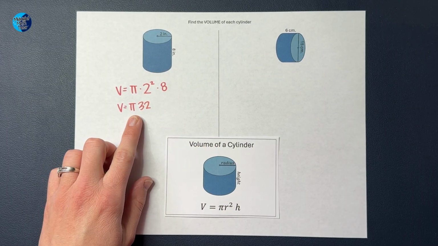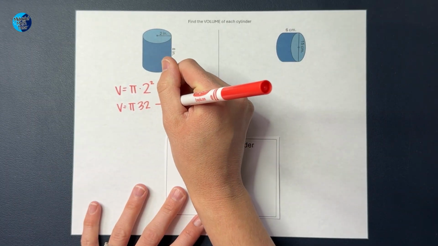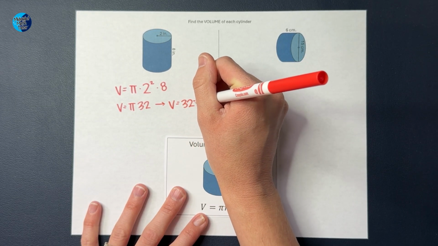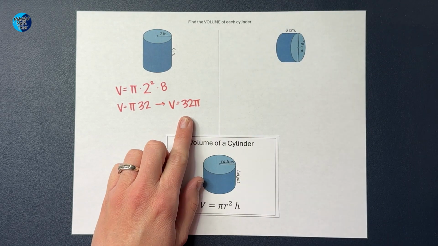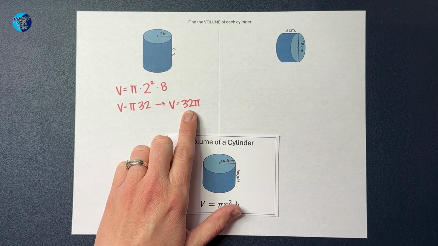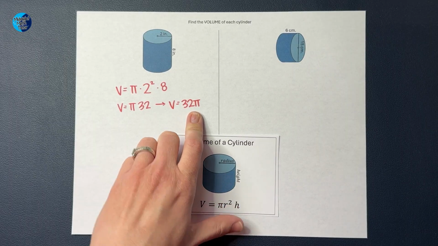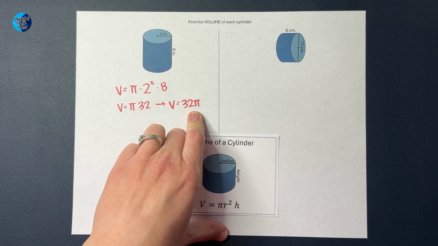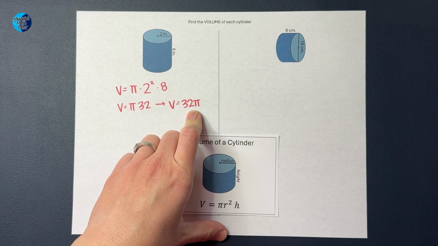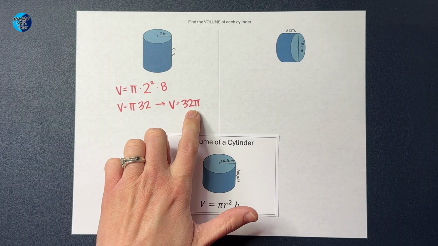Okay, that looks a little funny because normally we would write it like this. Volume equals 32 pi. Now, there are a handful of people out there who would tell you just to leave it like this. We need to add units, but they would tell you to leave it like this. This is called an exact answer because pi never ends, so you always have to round it. So some people don't like that, and they might tell you just to leave it like that.